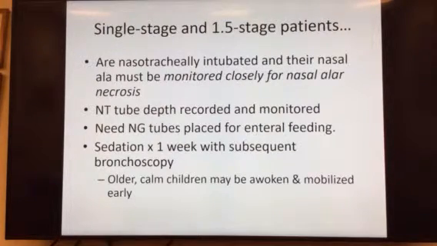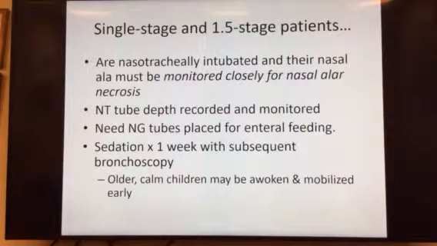For laryngotracheal reconstruction patients who are in a single stage or 1.5 stage plan, they come to the unit nasotracheally intubated. So the number one issue with this is that you need to make sure that the nasal ala are monitored and the depth of the nasotracheal tube is recorded. Taping of the endotracheal tube can be tricky, but you want to make sure that the nasal ala is exposed so that you can check it, preferably twice a day, in order to make sure that skin that's so sensitive is not breaking down.